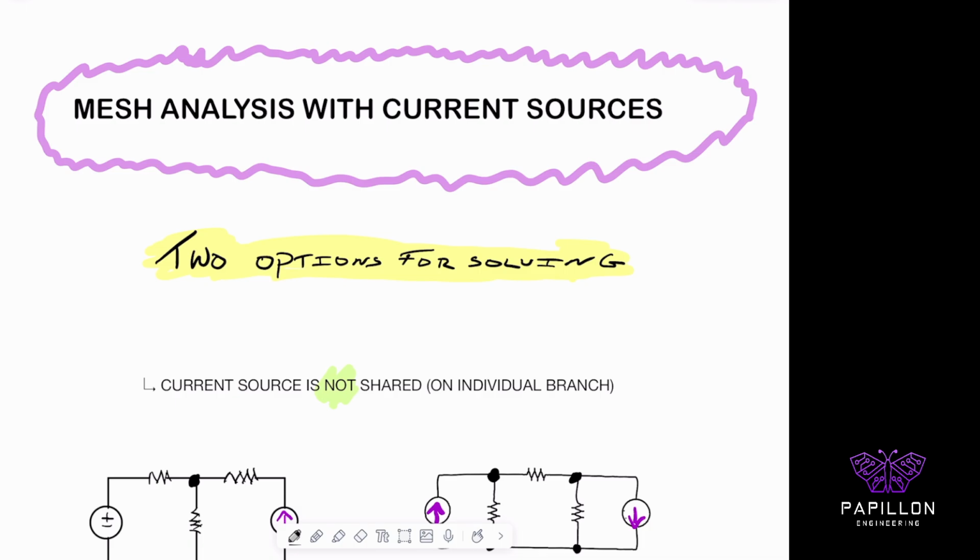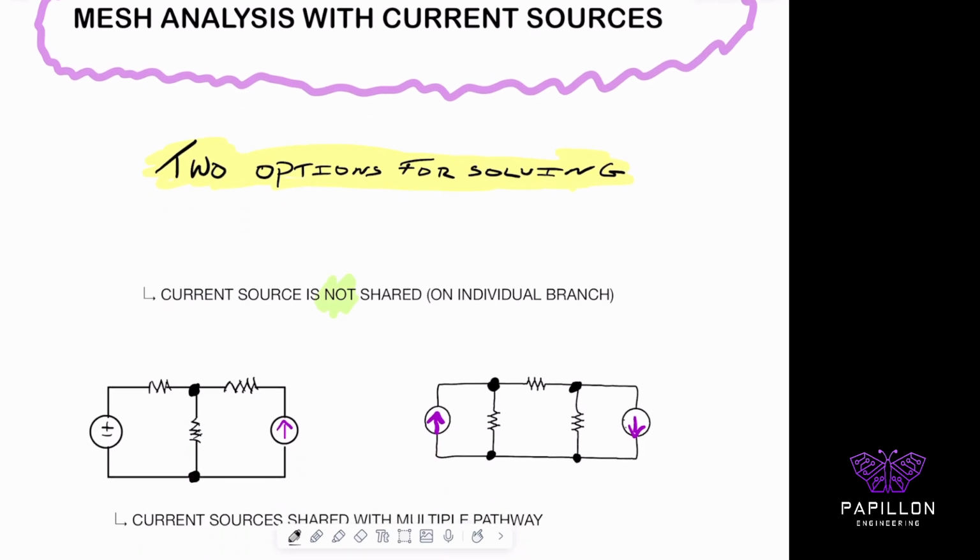And again, what is super mesh? It's essentially mesh, but a special case. What we're going to look at today is really two options when you're looking at current sources within a mesh type of problem. So let's go ahead and get started.